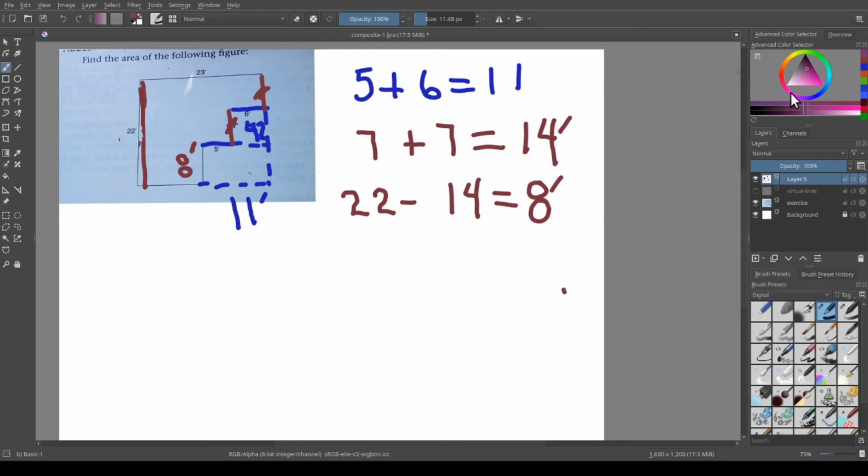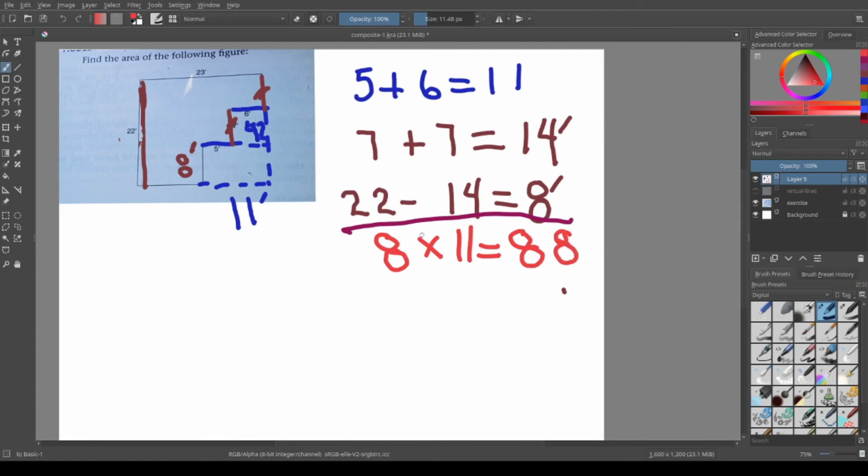Now all we have to do, good people, is just do our multiplication. Again, let's do our multiplication. So I just put a line right here. Let me make this a light red. All I gotta say now is 8 times 11 equals 88. So this box equals 88 right here.